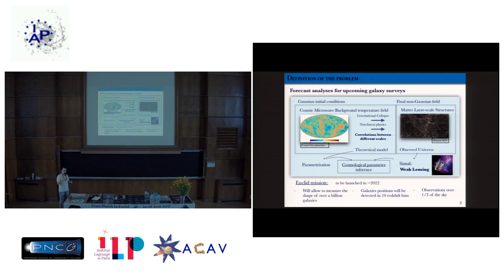In particular, I will probe this distribution with weak lensing, which is one of the two main probes of Euclid. Euclid actually is a great machine for weak lensing because it will allow us to detect the shapes of over a billion galaxies, over one third of the sky, and these galaxies that are sources for weak lensing will be placed in 10 redshift bins. All this leads to some statistical challenges that I will discuss in detail in my poster.